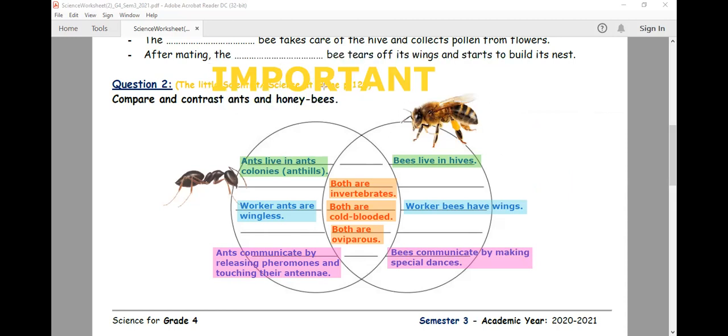Do not forget that ants and bees are both insects. They both have six legs, a head, a thorax, an abdomen. They have an exoskeleton, but they are also different. This is important for the quiz.